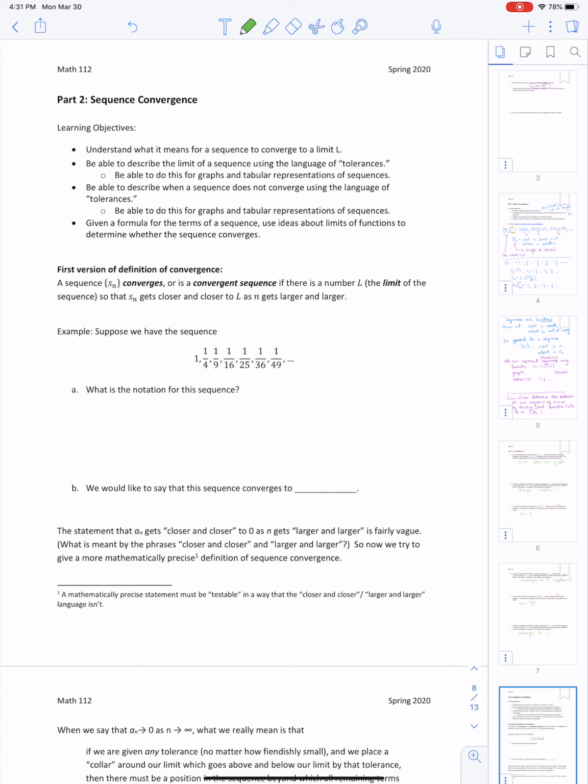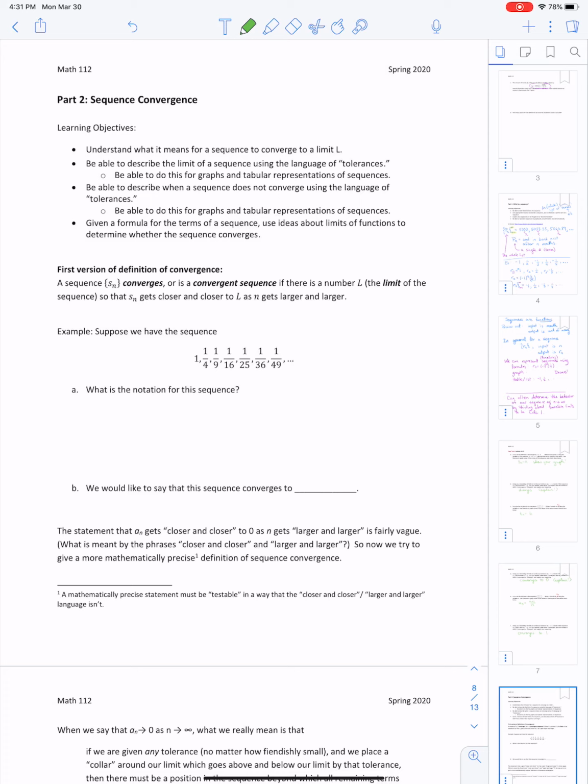I'll expect to be communicating to you both what it means for a sequence to converge using the language of tolerances and also what it means for a sequence not to converge. We'll have some examples, and then I'd like you to get a chance to practice some of these things as well. So as a first look at this material, I've written the following kind of vague statement here.